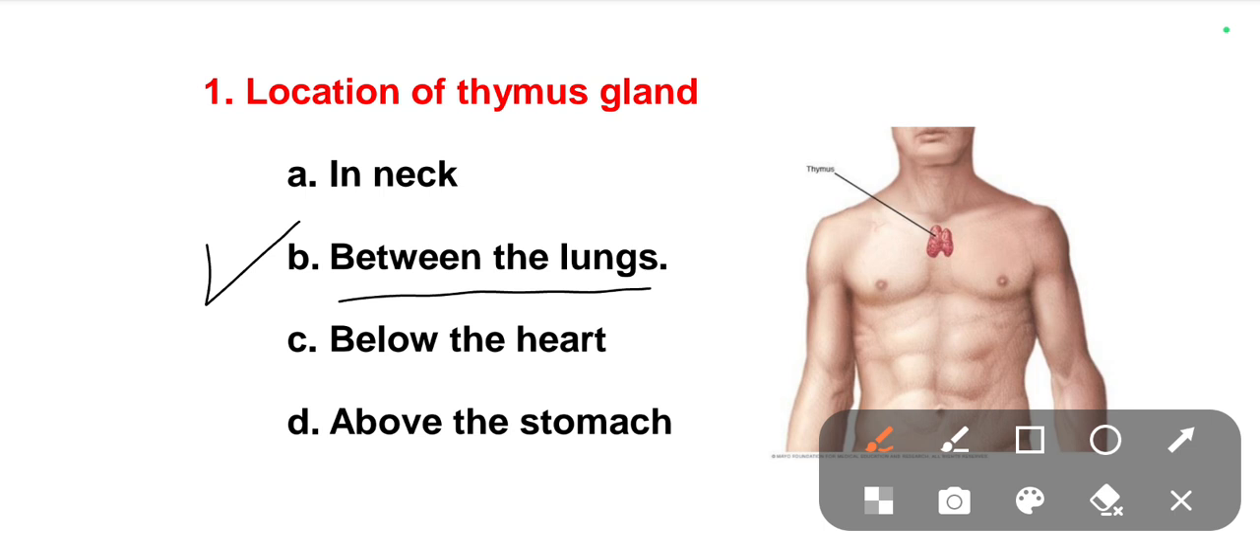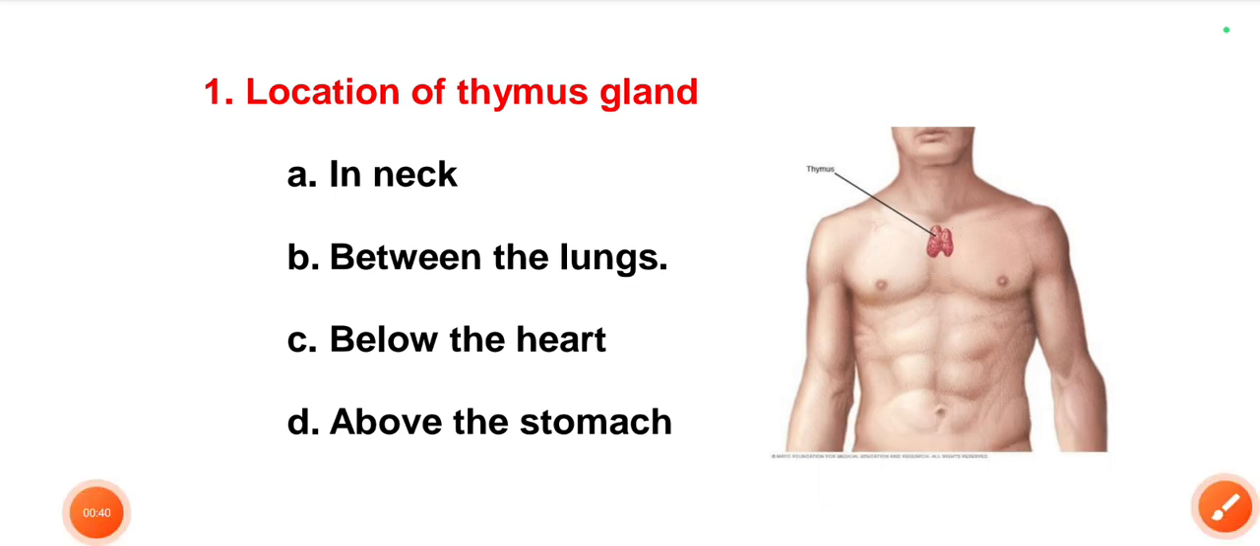So the thymus gland here you can see it just looks like a thyroid gland, but the thyroid gland is located at the anterior portion of the neck. Okay, so the thymus gland is located between the two lungs. Option B is the right one.